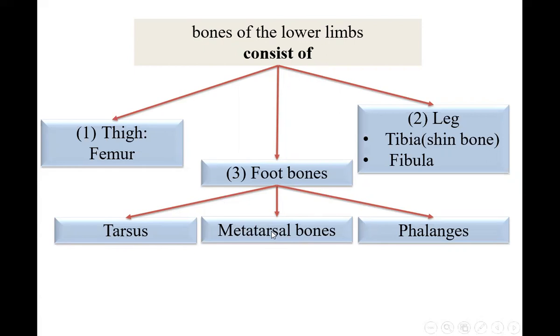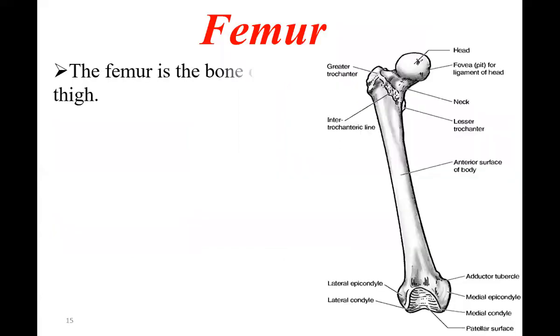Then, in case of the hand, we had 14 phalanges. It is the same here also. There are 14 phalanges, because just like in the case of the thumb, there are only 2 bones. Similarly, here in case of the foot, the great toe has only 2 bones, 2 phalanges.